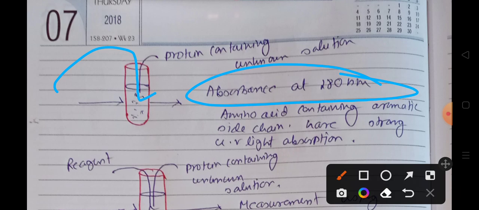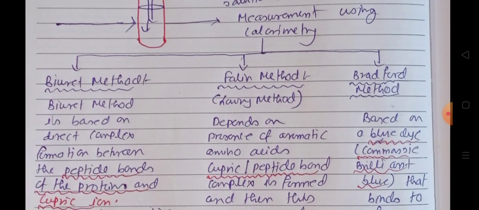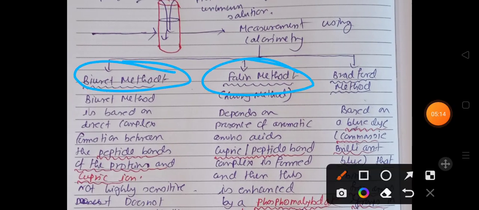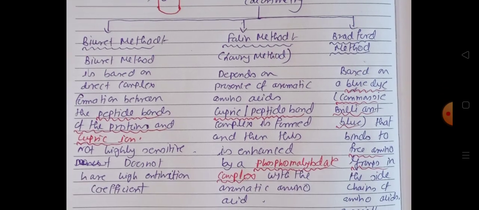So to confirm that protein is present, we add reagents, and depending upon the reagent we use, there are three standard methods for protein estimation with the help of colorimetric techniques. One is the Biuret method, which is less sensitive, then the Folin method, which we also call the Lowry method, and last the Bradford method.